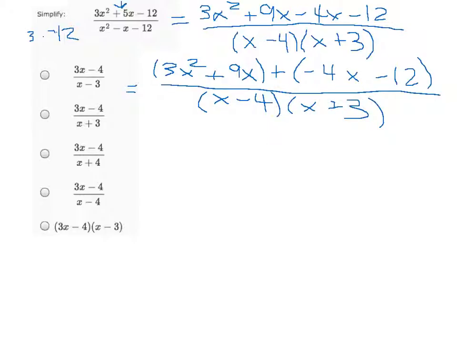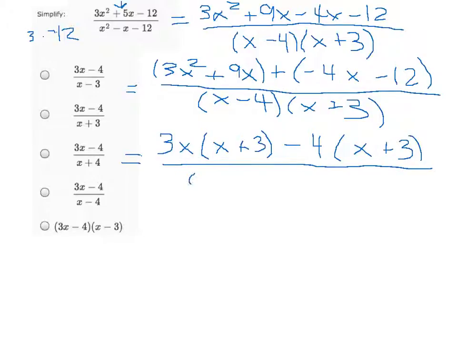Now factoring the numerator even farther, out of this first grouping we can pull or factor out a 3x. When we factor out the 3x, we're left with x plus 3. And in the second grouping, we can factor out a negative 4. And when we factor out a negative 4, we are also left with x plus 3 in our parentheses. And again, remember to leave this over that denominator that we factored.